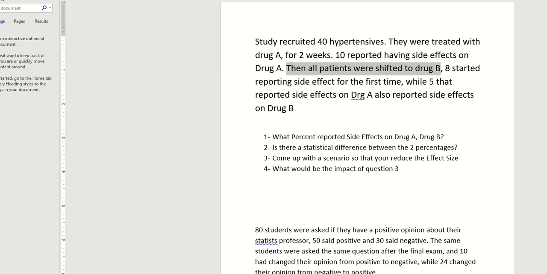So this time, 8 started reporting side effects for the first time. What does it mean that 8 started reporting side effects? It means these 8 did not report side effects the first time. These are only reporting side effects with drug B. They did not report side effects on drug A. While 5 that reported side effects on drug A, meaning from those, if you remember, we had 10 that reported side effects on drug A. Now 5 of those also reported side effects on drug B.